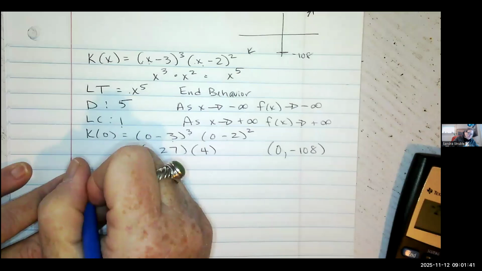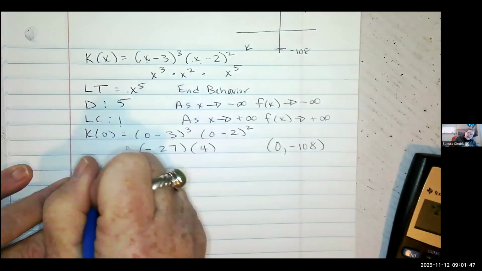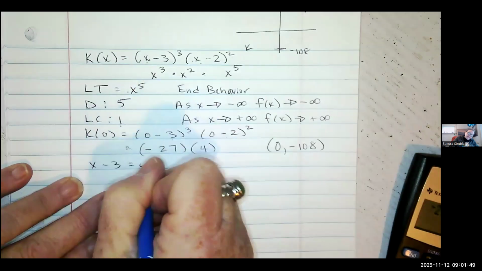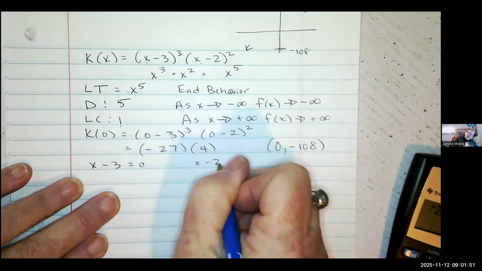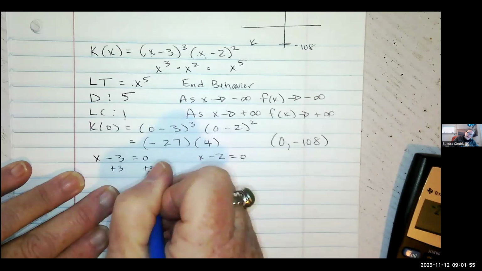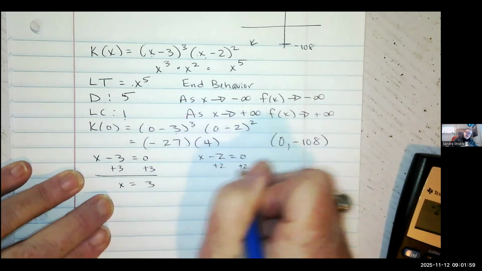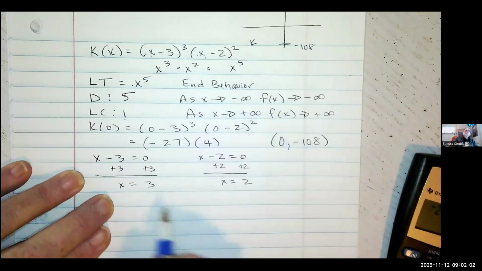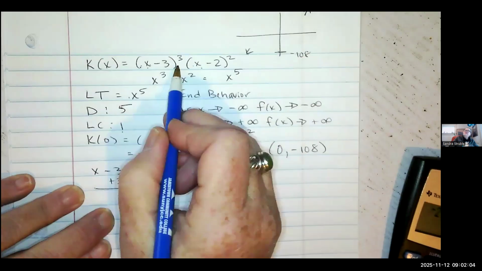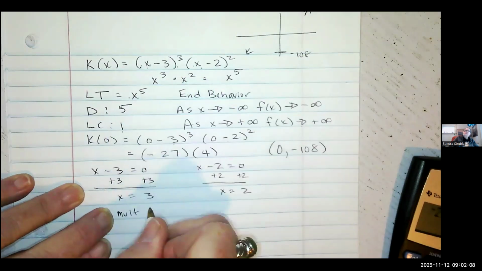What's next? Find the zeros and multiplicities of each. Oh, fantastic, they give them to us. So take x minus 3 and set that equal to 0, and take x minus 2 and set that equal to 0. Solve for x: add 3 to both sides, x is equal to 3. Add 2 to both sides, x is equal to 2. The multiplicities have to do with what the exponents are. This one has a multiplicity of 3. This one has a multiplicity of 2.